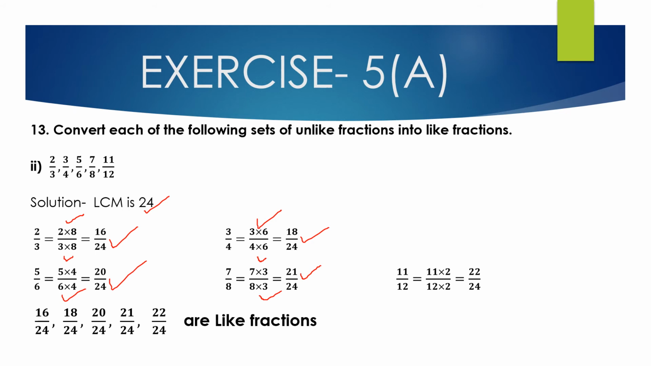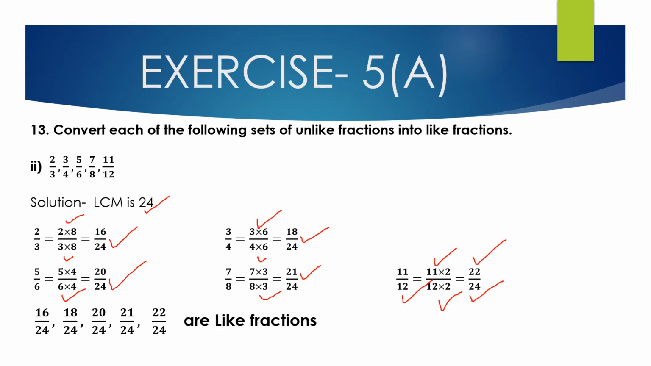Now 11 divided by 12. Convert this denominator 12 to the denominator that is the LCM, 24, by multiplying the numerator and denominator by 2. As we know, 12 multiplied by 2 is 24. So multiply 2 with numerator 11 and 2 with denominator 12. We get 11 multiplied by 2 is 22 and 12 multiplied by 2 is 24. So we get 22 divided by 24, which is the equivalent fraction of 11 divided by 12.